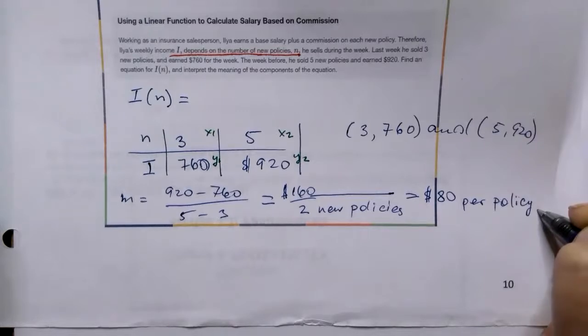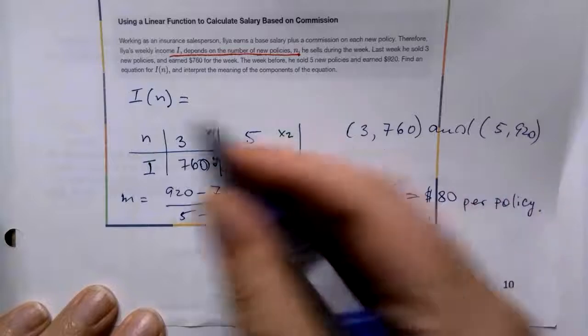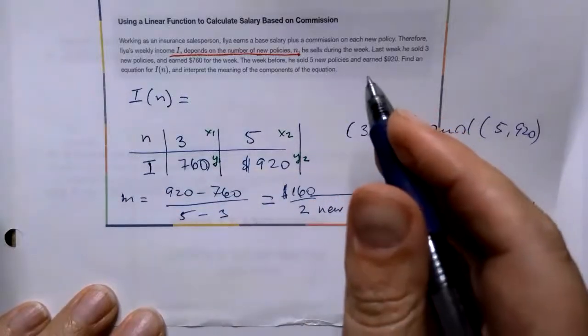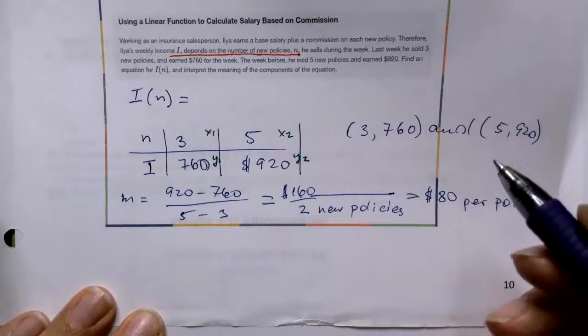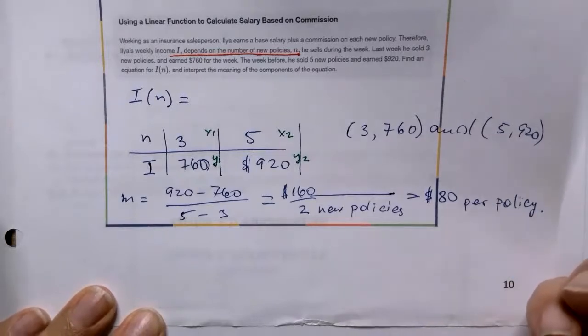So this is our rate of change. What about the initial value? Well, we don't see it anywhere, right? We would have to figure it out. Since we don't have the initial value, that means we don't have the y-intercept.